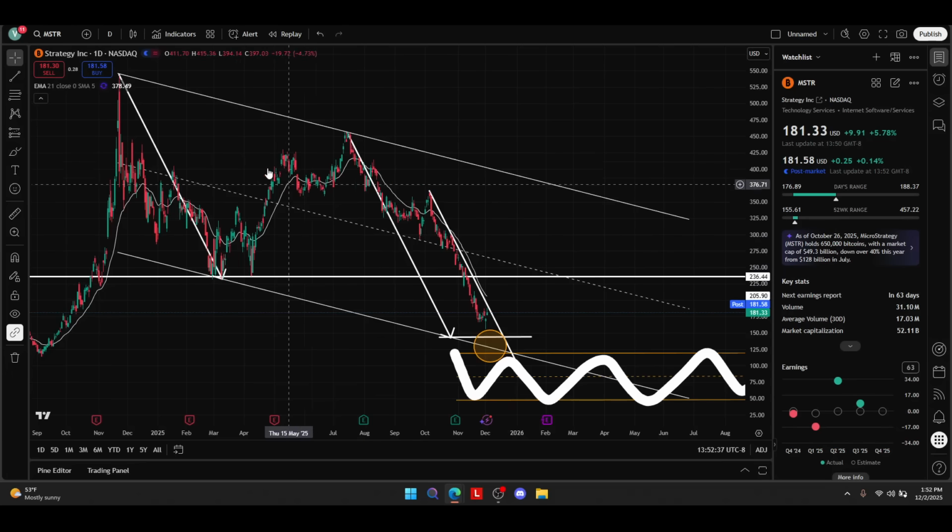MSTR, I'm not so bullish on just because it's really low in terms of the trend, right? There's a lot of damage done. We broke the significant low.